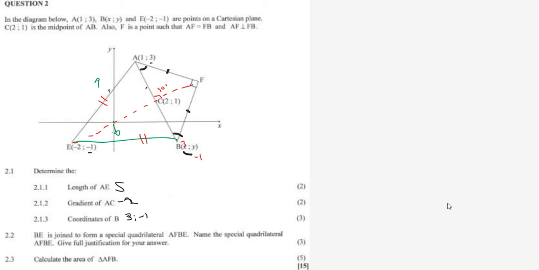The last part of the question now that we are looking at is 2.3. Mostly the last part is normally challenging in maths. So let's look at this one. They said the one triangle, the area of a triangle, this one.